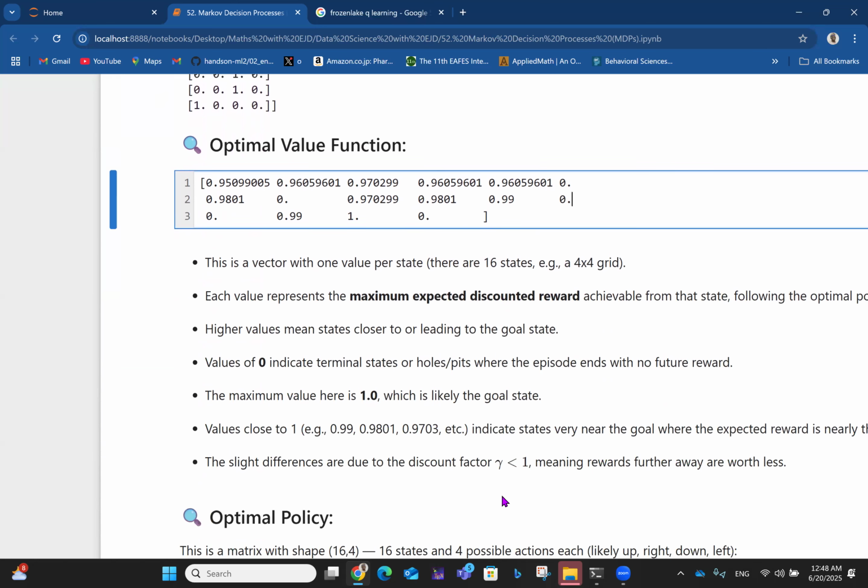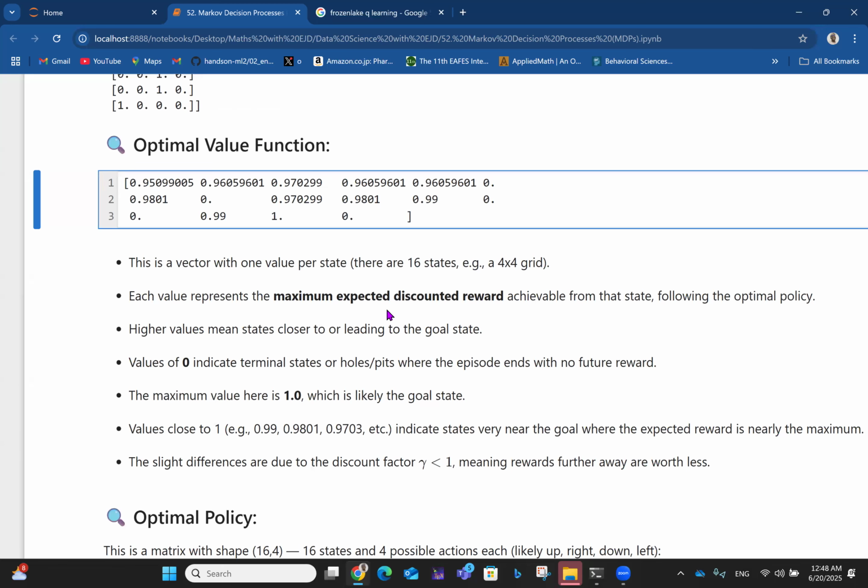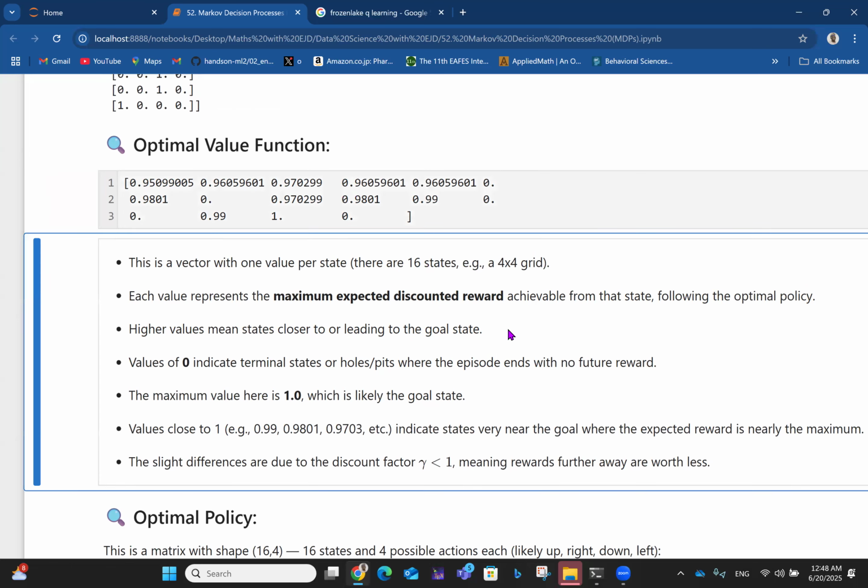This is a vector with one value per state. There are 16 states, so you can have a 4x4 grid. Each value represents the maximum expected discounted reward, achievable from that state following the optimal policy. Higher values mean states closer to or leading to the goal state. So all the 0.9 values you're seeing, all the ones, mean they are leading to the actual state you desire.